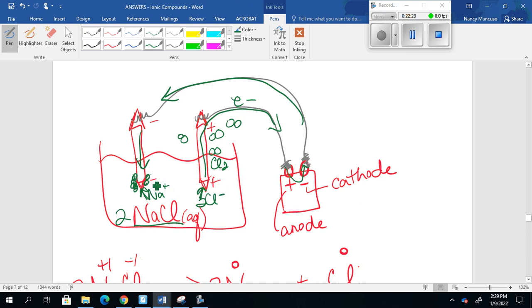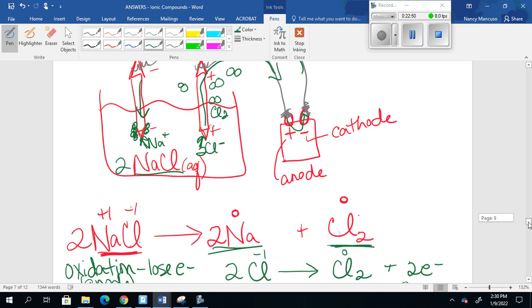So the positive went to the negative, and the negative went to the positive. My electrons went through the wire from where they were lost here at the anode to where they are gained here at the cathode to form atoms. So I now have sodium atoms and I have chlorine atoms. And so that is what I have formed in my reaction.